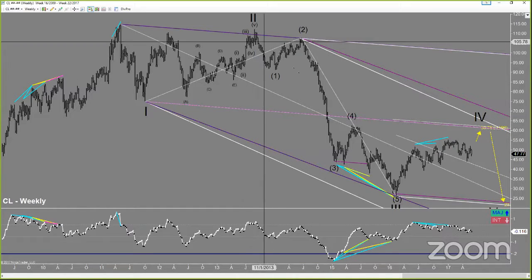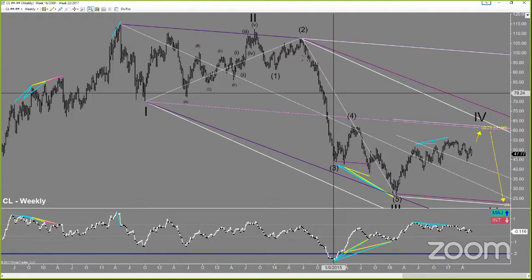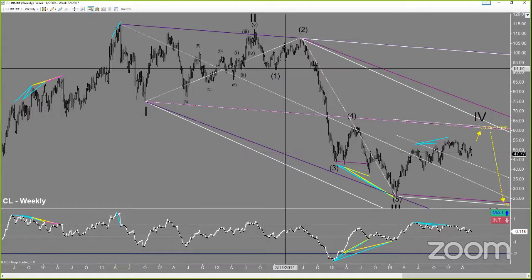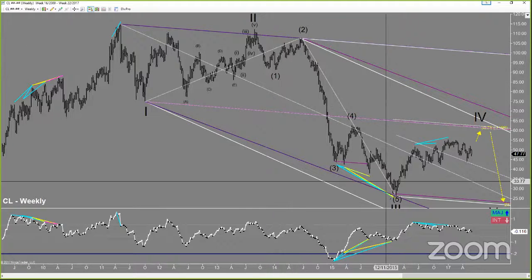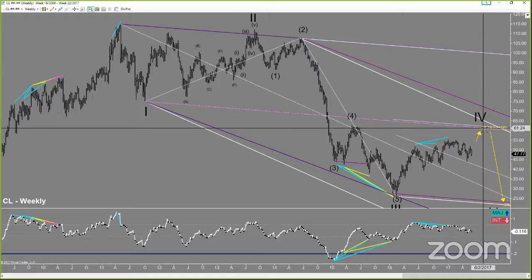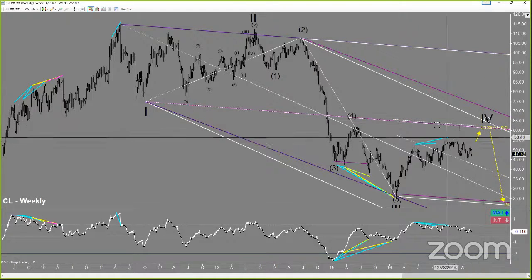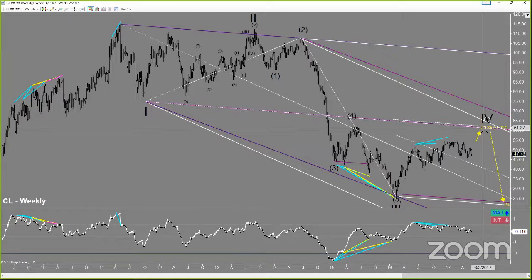We have 1, 2, 3, 4, 5 for an overall impulsive move to the downside. And we're looking for the completion of that fourth wave. So you see a really nice 5 waves down, and then we're now looking for a completed fourth. It looks like 60 is the area to get to as far as resistance with the areas coming in from the market geometry.